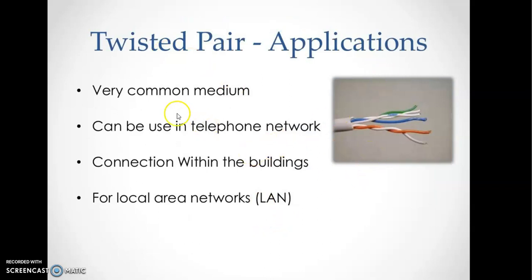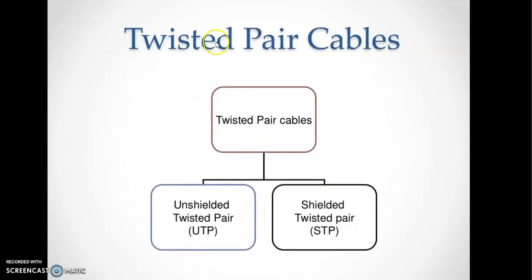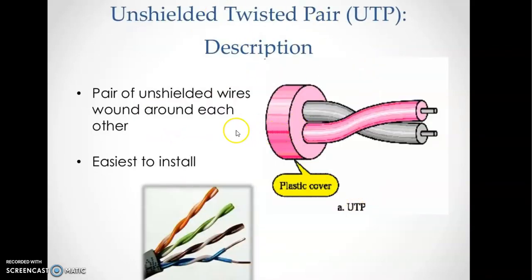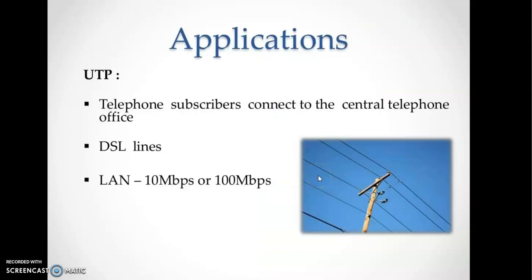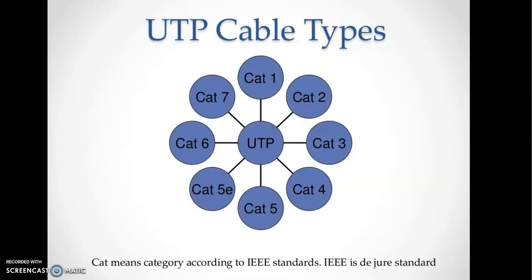Twisted pair applications: these are very common. The medium can be used in telephone networks, connections within the building and local area network. Twisted pair is further classified as unshielded and shielded. Unshielded twisted pair has wires wound around each other, with a plastic cover. Application: UTP is used in LAN and for telephone subscriptions. These are types of UTP cables.